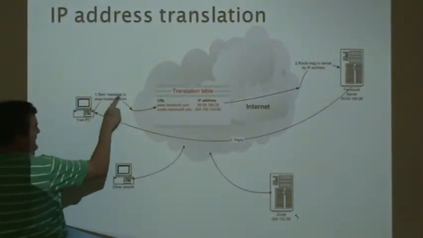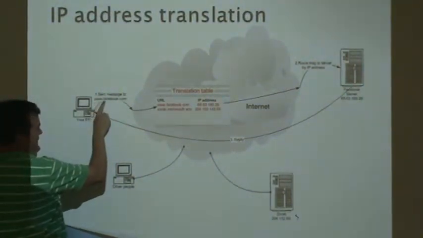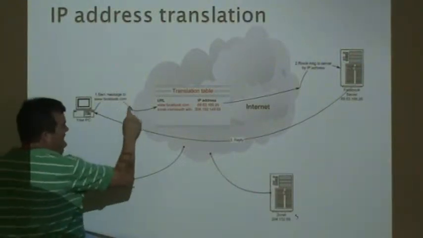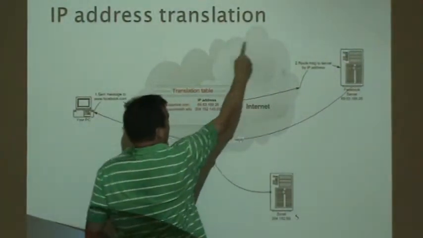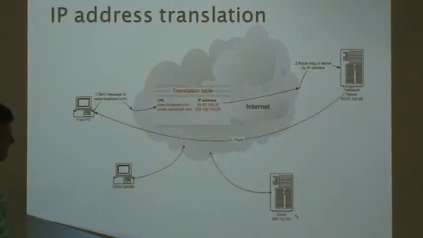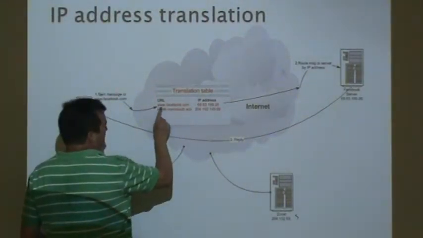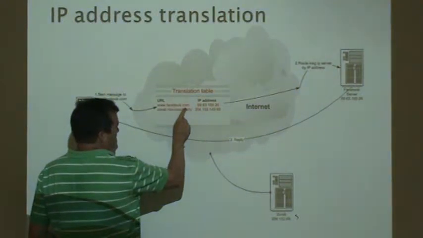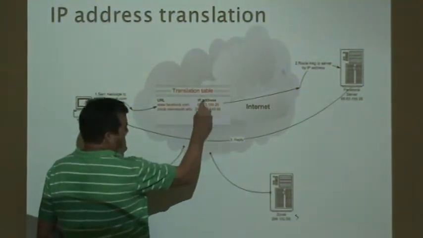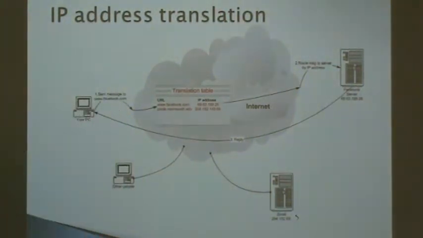You're sending a message to www.facebook.com. You're going into the internet, so this cloud represents the internet. Somewhere in here, there's a table that translates www.facebook.com to the IP address. I just started making up some numbers, but tonight the number was whatever the number changes to.